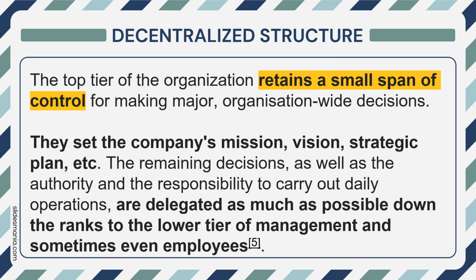The top tier of organization retains a small span of control for making major, organization-wide decisions. They set the company's mission, vision, strategic plan, and so on. The remaining decisions, as well as the authority and the responsibility to carry out operations, are delegated as much as possible down the ranks to the lower tier of management and sometimes even employees.